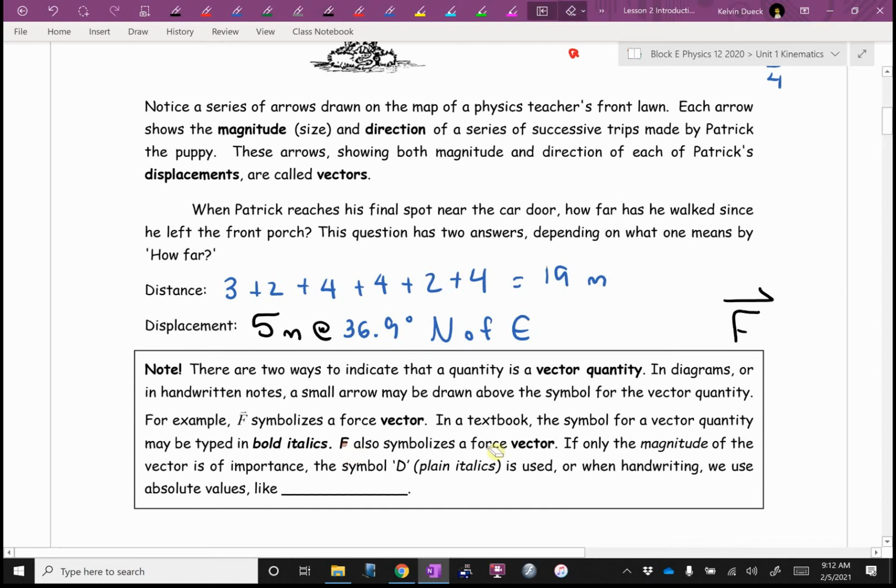So F symbolizes a force vector in bold font, but that's really tough to do. So if only the magnitude is wanted, by the way, a textbook will often use plain italics, or in handwriting, we'll use the absolute value symbol. Now, you learned in math last year, you saw that absolute value. What's the absolute value of 5? What's the absolute value of -5? What you were really saying is, what's the magnitude of that negative number? It's 5 big. So we use it in physics too.